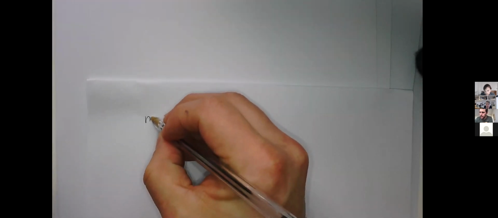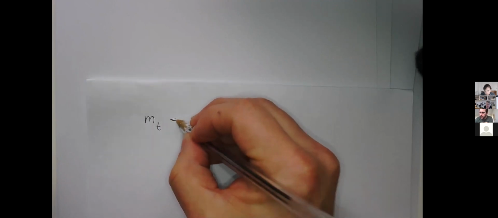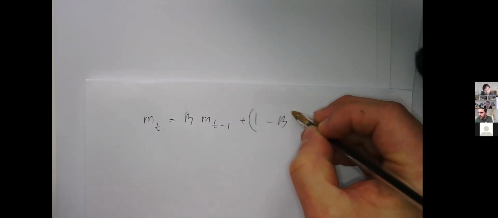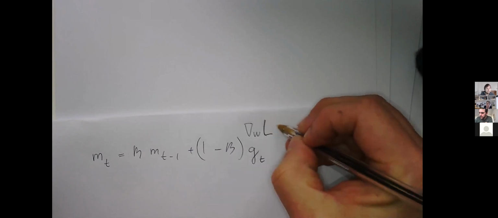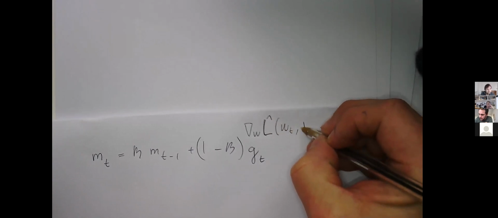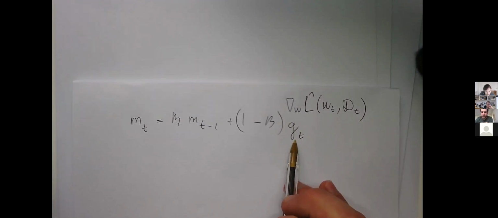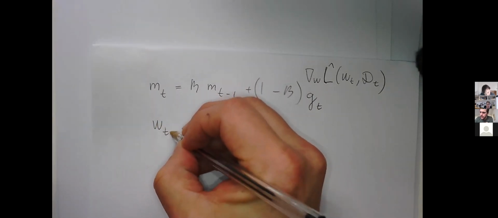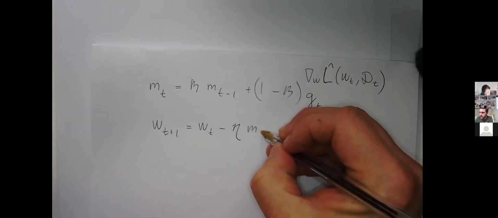in each time step, you calculate a moving average of the gradients. So m_t is going to be beta times m_{t-1} plus (1 minus beta) times the gradient at time t. So this is the gradient of the loss at W_t, the stochastic gradient potentially here. I'm just calling it g_t. And instead of using this gradient to update your parameters, you're updating this exponential moving average. And then when you're updating your parameter, you're going to update not with the gradient, but with this moving average, m_t.